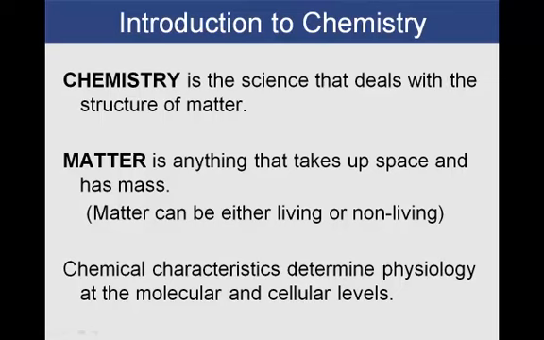Chemical characteristics determine physiology at the molecular and cellular level. Chemicals make up our structures and determine the function of our bodies. And in that way, anatomy, the study of structure, and physiology, the study of function, come together.